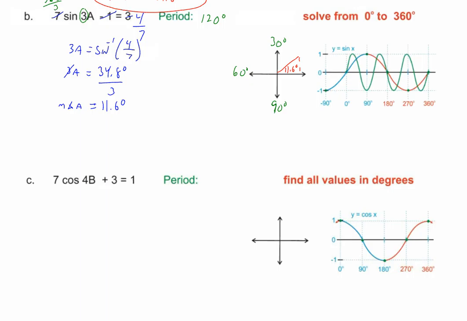So before I go any farther, let's get the rest of the values for 11.6. All right, so use green here. So I have an answer at 11.6. I also have another one. Do you agree, 120 degrees more? So that's at what? 131.6. There's a second value. Is that all I have? No, I got another one at another 120 degrees.